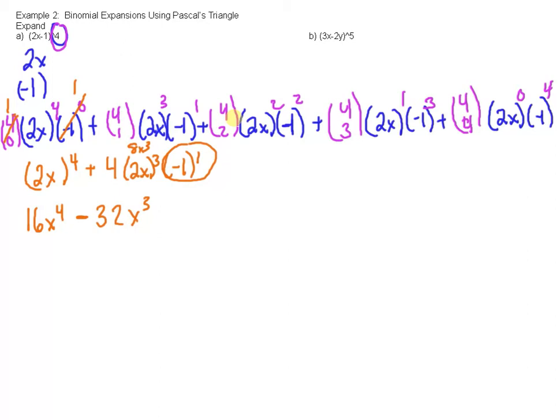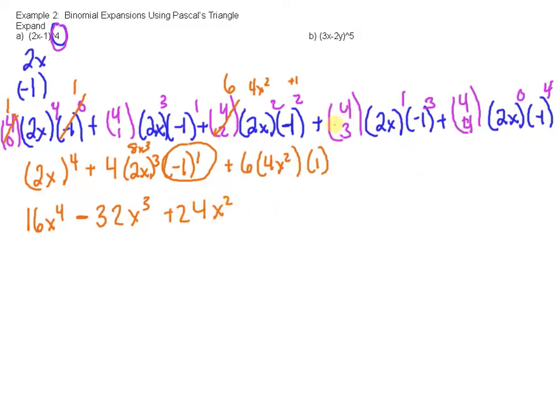Okay, now 4 choose 2 is 6. Okay, 2 squared, this would be 4x squared. And this negative 1 squared would turn into the positive 1. So 6 times 4x squared times 1. And we know that 6 times 4 is 24, x squared.